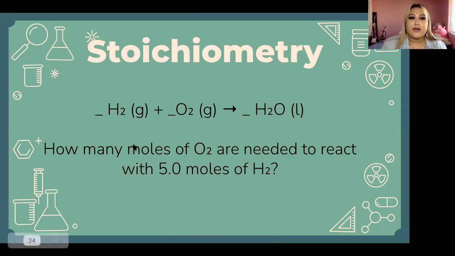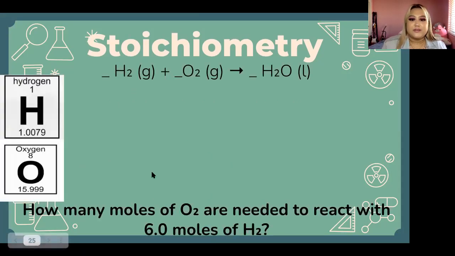Okay, so how many moles of O2 are needed to react with 5 moles of H2? So this is the actual stoichiometry part, right? Wait, okay, this one. Sorry, I meant 6 moles, but it's the same question, I just did a different one. We need this part, so I'm just going to do this one. So what's the first step?